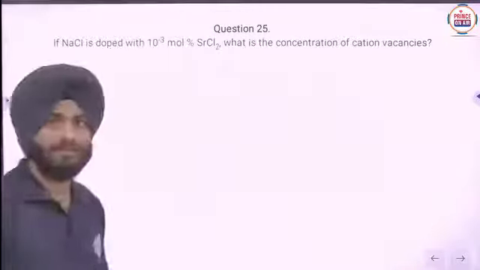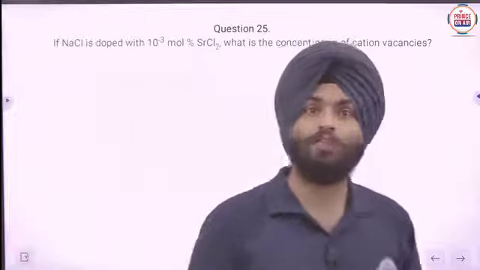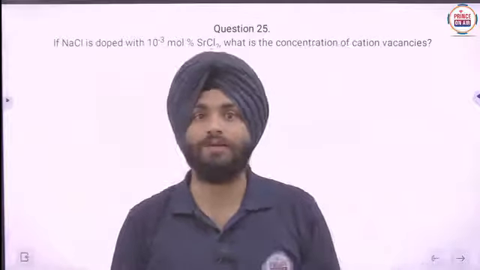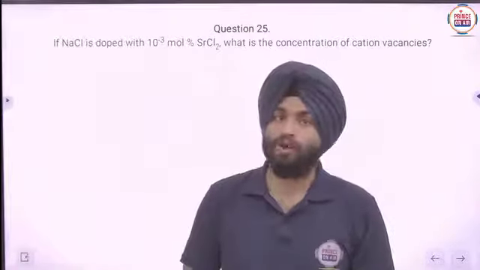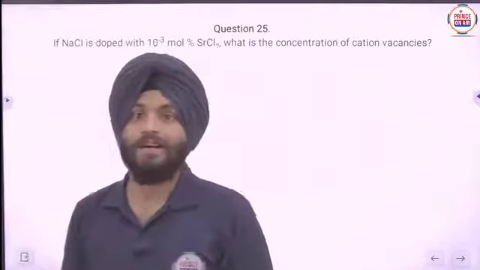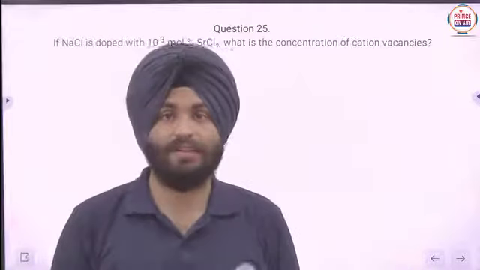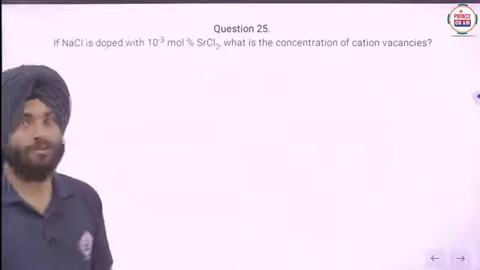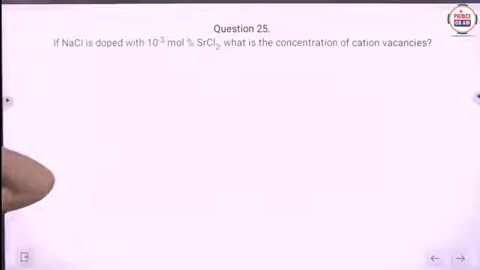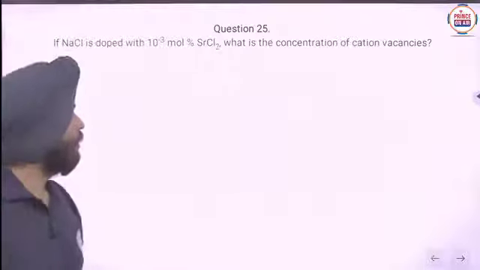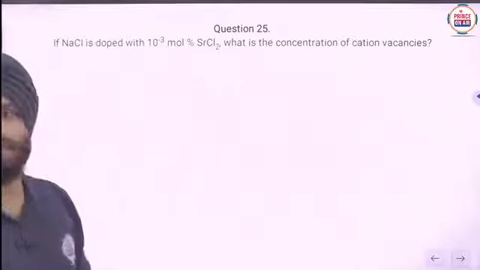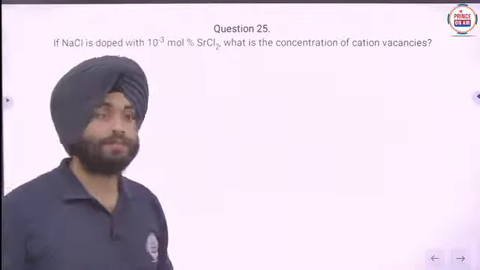The next question is, if NaCl is doped with 10 raised power minus 3 mole percent strontium chloride, what is the concentration of cation vacancies? Yeah, so that is the question here. Just try to do it yourself first. Now I will give you a hint on how to solve this question.